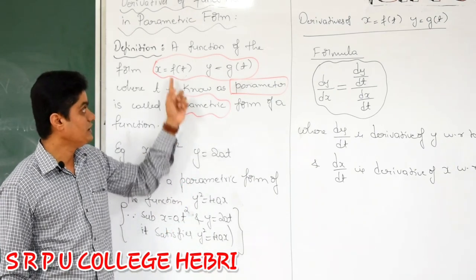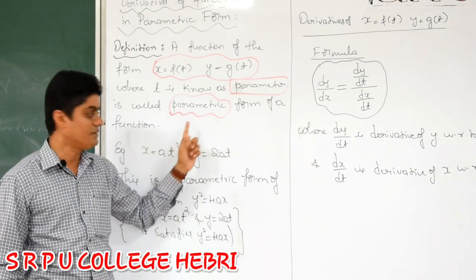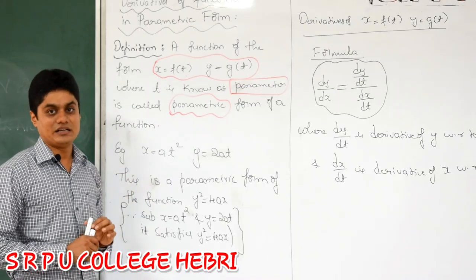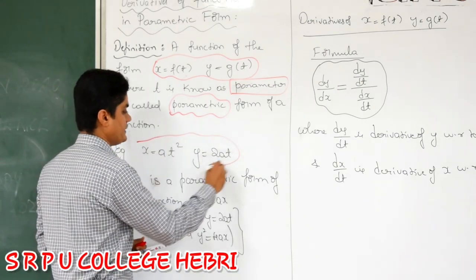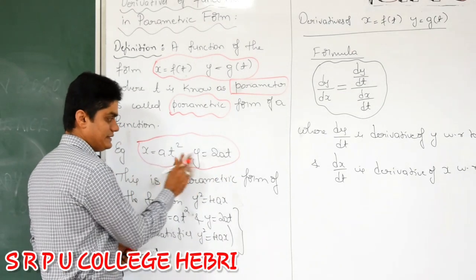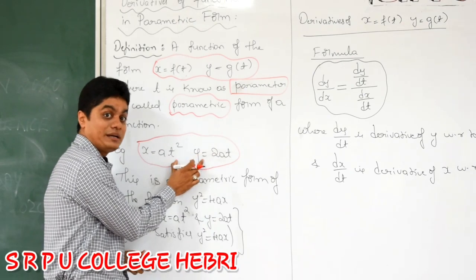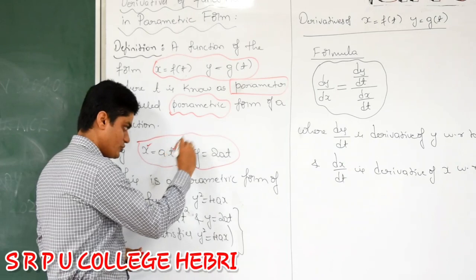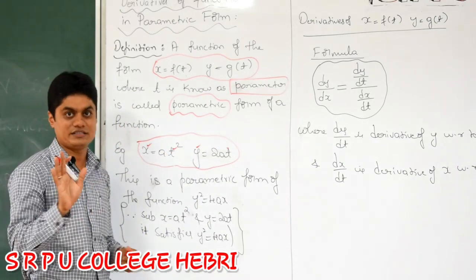So in general it is defined like this. As I told you, you may not get the definition in the exam, but it is better to remember. Let me take an example directly. See, x is equal to at square and y is equal to 2at. This is not two different functions. Remember that it's a single function. It is a parametric form. Why is it parametric? 1, 2, 3. There are three different variables and two different components. So it is parametric.